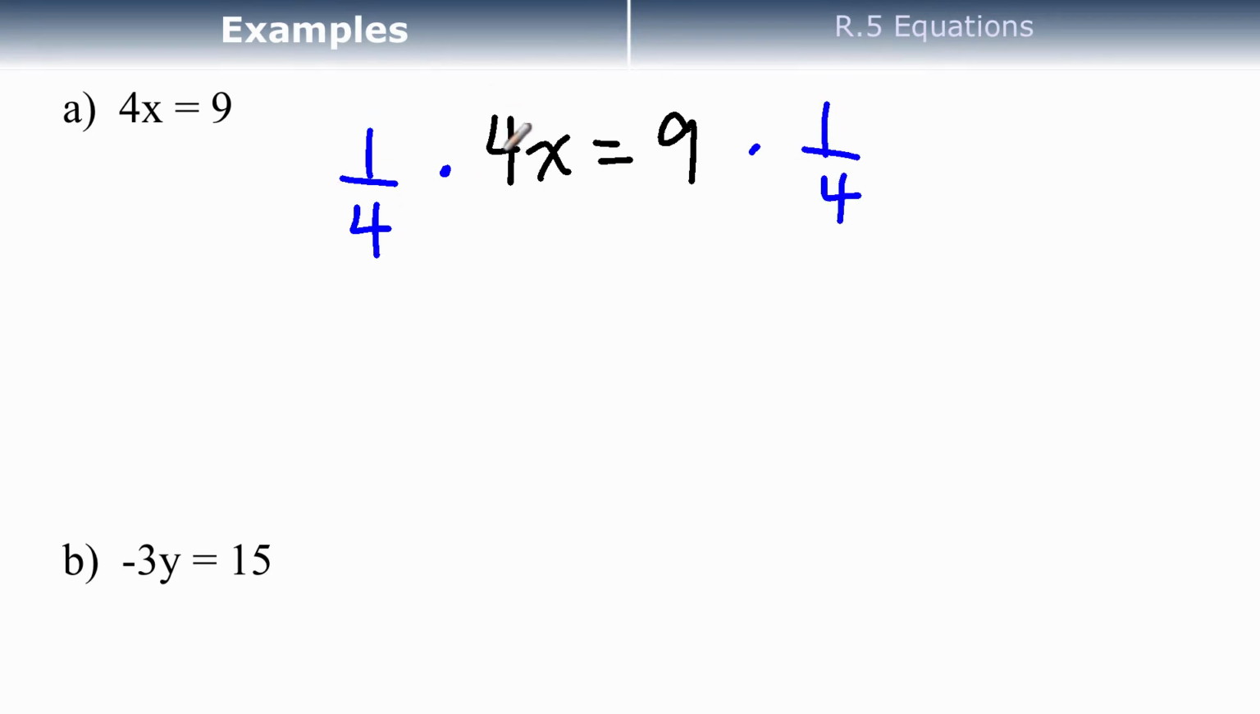A quarter times 4 is 1, so on this side it will just be x. 9 times a quarter is 9 quarters. So that would be my answer.